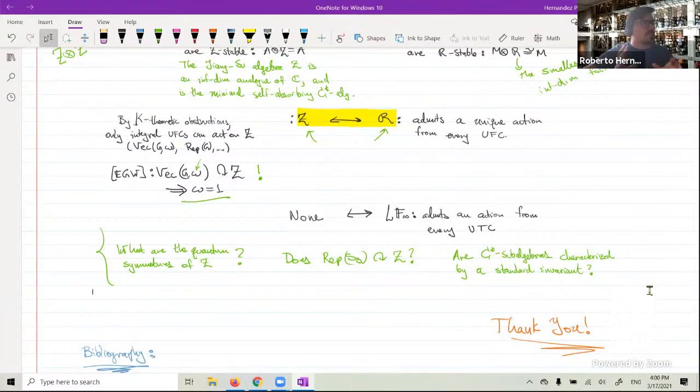And I guess another interesting program one could pursue out of this perspective is to understand, say, reconstruction in the C-star algebraic setting. And this is asking, can I characterize, or which C-star subalgebras can I characterize by a standard invariant? So this is it. I think this is everything I wanted to present today. Thank you so much.